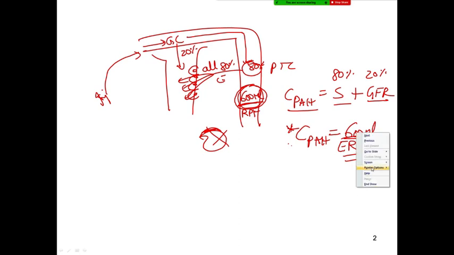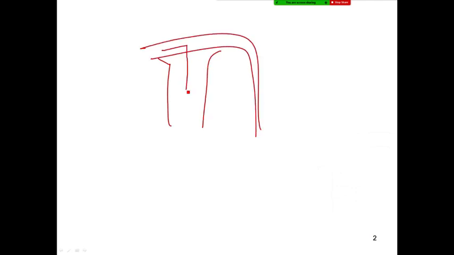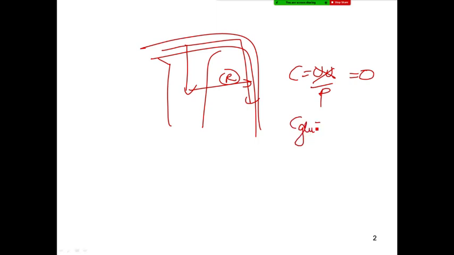Last one is glucose. What happened? It got filtered, the rest remained in the blood, and everything got reabsorbed. So initially clearance is UV over P, nothing was excreted, so clearance was 0. So what does that mean? Clearance of glucose is the volume of plasma which removed glucose. All the glucose went back to the plasma. There was no volume of plasma which was removing glucose. That's why clearance of glucose is 0.